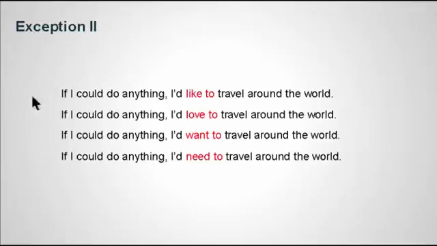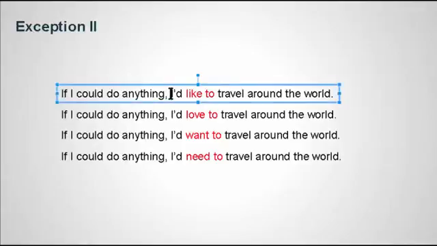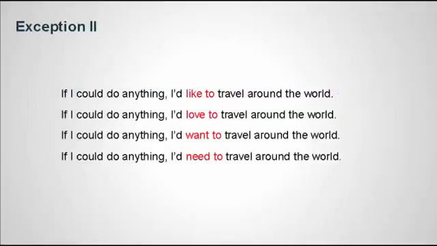But in these conditions, if I could do anything, I'd like to travel around the world. 真的不行, it's not correct. If I could do anything, I'd love to travel. I'd want to travel. I'd need to travel. Those are all good without the if clause. If you can take this away, you can say to somebody, hey, guess what? I'd like to travel around the world. But because we don't have the condition, there's no problem.